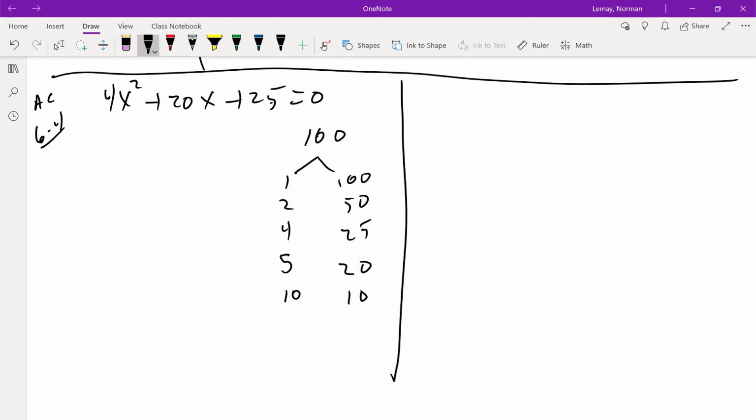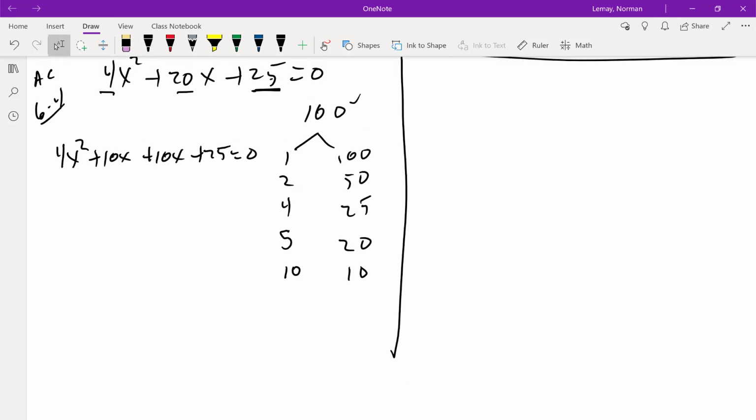So now the AC method says that we write this as 4x squared plus 10x plus 10x plus 25 equals 0. And in case you're wondering, notice that 4 is not a factor of all three of 4, 20, and 25. So to make the number smaller, that is this 100, factoring out the 4 as a greatest common factor just won't work. So now we use our factor by grouping.